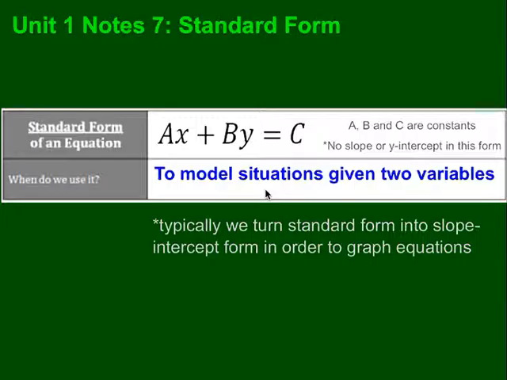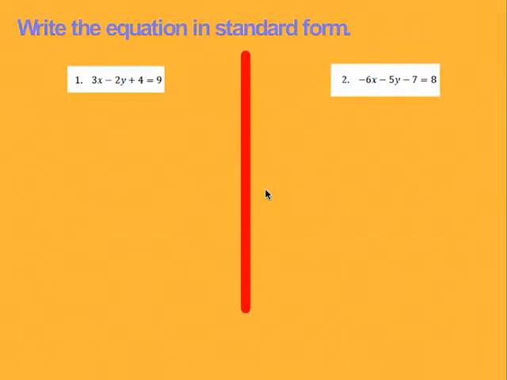So most typically we turn standard form into slope-intercept form so that we can graph equations. So we might have a word problem, then we'll use standard form to write out the word problem, and then we'll solve it for our y so we can get it into slope-intercept form. So let's just take a look at getting things into standard form.